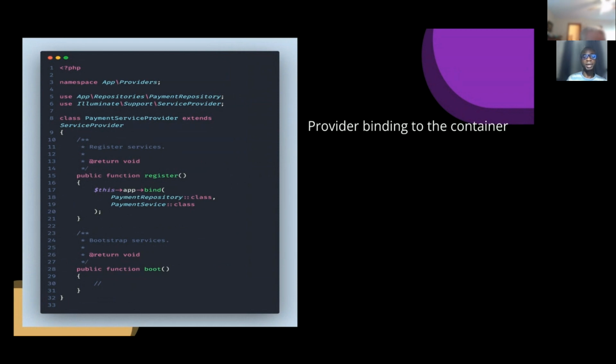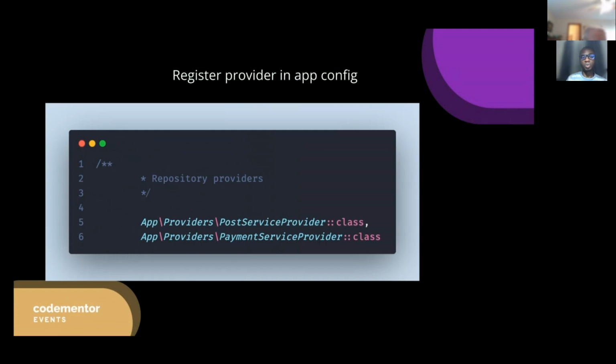In this case, I have made a separate service provider. We have the default service provider that comes with the Laravel framework, but I made a separate one just to make things look nice and easy to manage. In this service provider, we register our payment repository. So we bind the interface to the service. Now, finally, after binding the interface to the service, you have to register this particular provider in your config. So when you go to your config, the app, you register your provider. Below here, on line 6, I have registered the service provider in the app config.